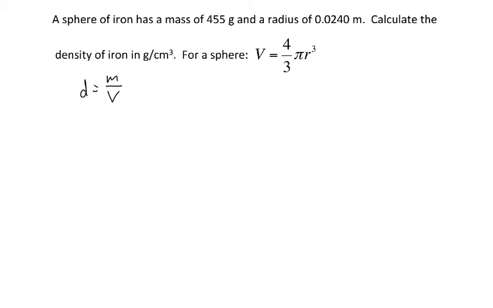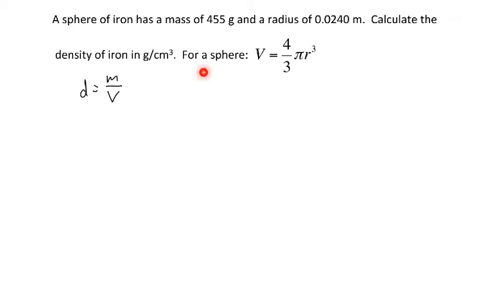Now there's one other thing that we need to be aware of, and that's our units. So they've specifically asked for the density in grams per centimeters cubed, but we're given the radius in meters. So if I plug in 0.0240 directly into this equation, I'm going to get a volume in meters cubed. And that's okay. I could then convert the meters cubed into centimeters cubed, but I think it's easier if I go ahead and convert the radius from meters to centimeters, and then when I use the radius in centimeters, my volume will be in centimeters cubed. So let's do that conversion first.